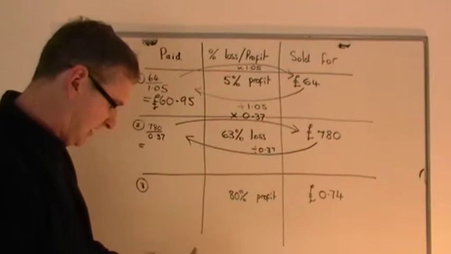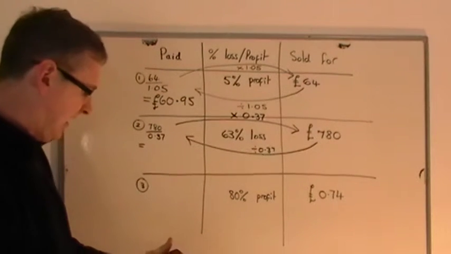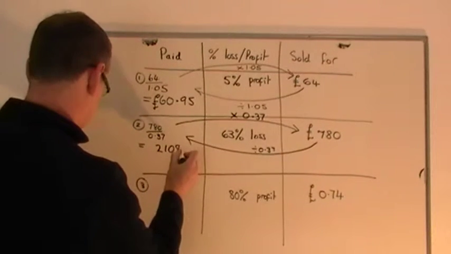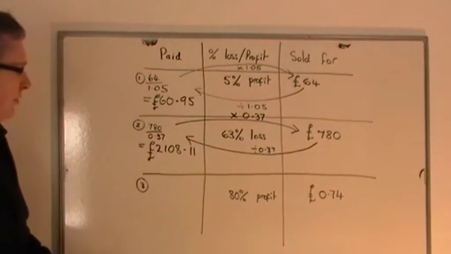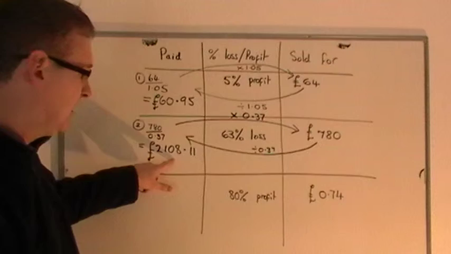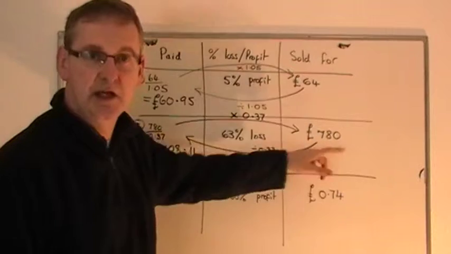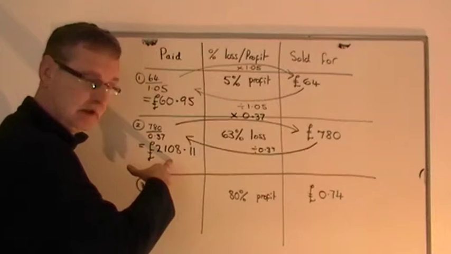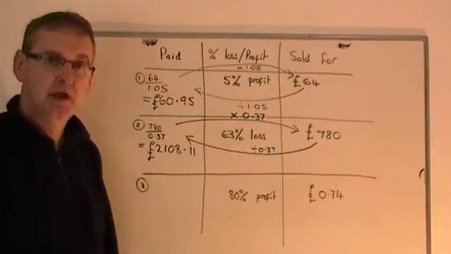So we get 7.80, and we divide by 0.37. And that gives us an answer of £2,108.11. And that is what the person paid for it in the first place. They're making a big loss of 63%, and they're only selling it for £7.80. In other words, if I worked out 63% of that, very simple calculation, and took it away from that, you'd end up with £7.80.